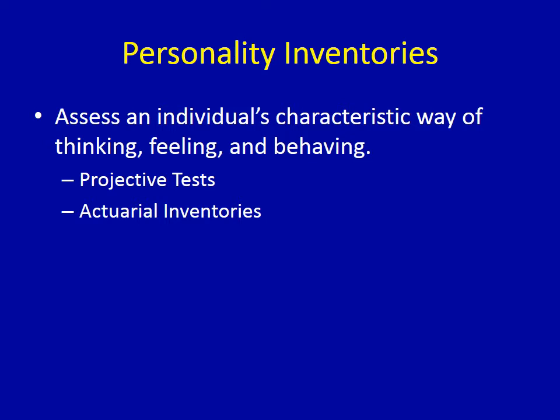So an actuarial inventory might be a set of self-report questions that's used to characterize different elements of personality, and the way that you interpret a person's responses on the actuarial inventory is based on previous research and previous data that uses that measure to relate to different elements of personality, rather than the kind of theoretical and subjective interpretation that you see with projective tests. So an example of an actuarial inventory is the Minnesota Multiphasic Personality Inventory.